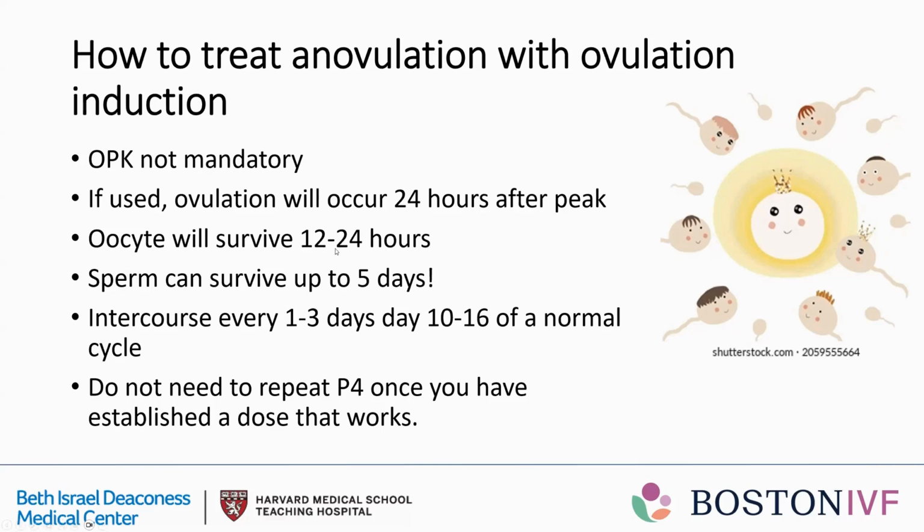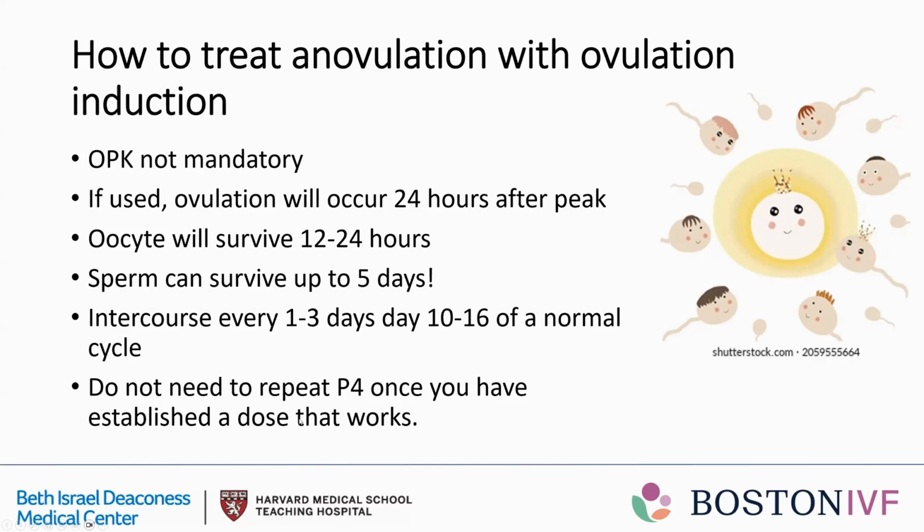Oocytes usually survive 12 to 24 hours once released, and the sperm can survive up to 5 days. So I think this is an important point: having intercourse earlier is better because the sperm needs to be there waiting for the egg, as opposed to the other way around, just because of the survival timing. Intercourse is usually every 1 to 3 days from day 10 to 16 in a normal cycle.